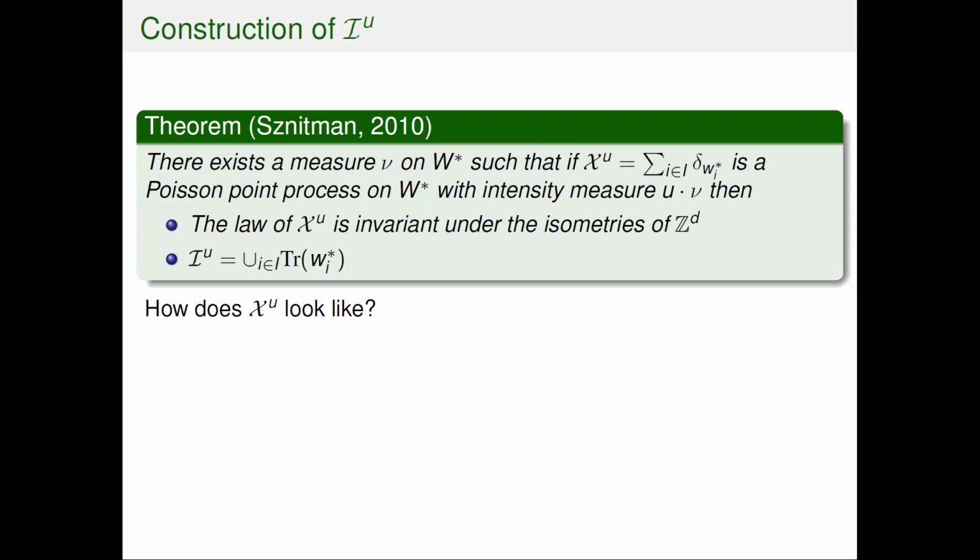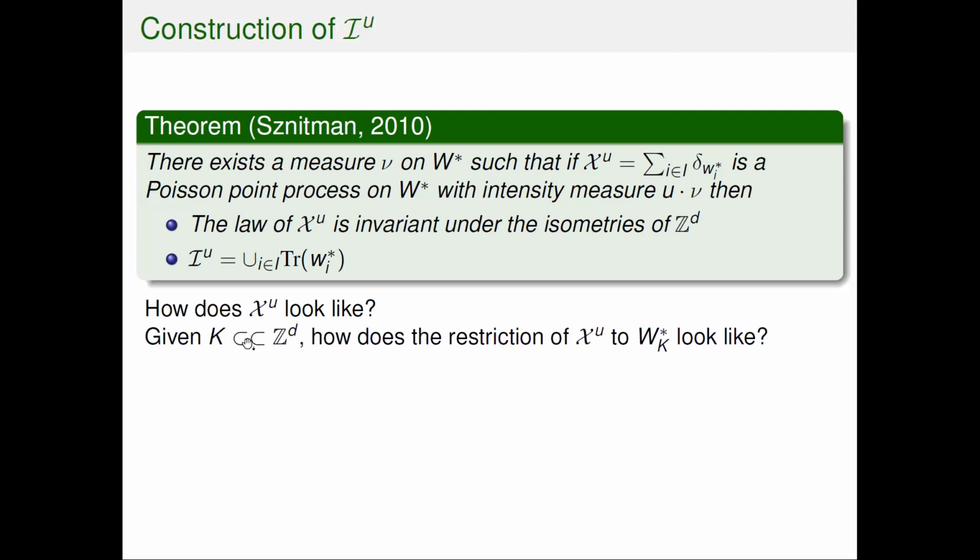So this is the constructive definition, but again, it's a bit abstract. Let me give one more try at making it more user-friendly. How does this Poisson point process of doubly infinite trajectories look like? Well, if I have a finite subset K of Z^d, how does the restriction of this point measure to the set of trajectories that hit the set K look? I have this cloud, but let us focus on those trajectories of the cloud that visit a set K.